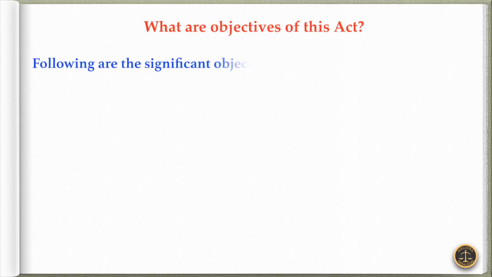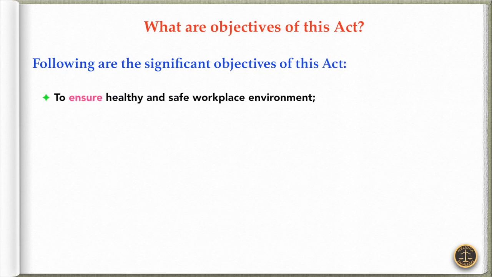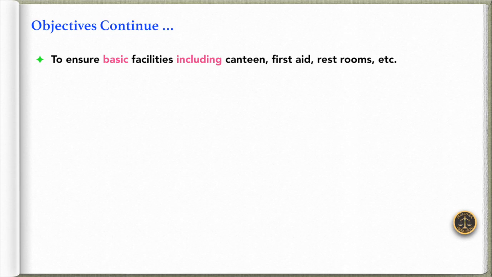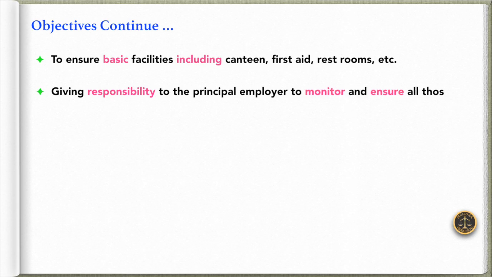Now the question is, what are the objectives of this Act? Following are the significant objectives of this Act: to ensure a healthy and safe workplace environment, to provide healthy working conditions, to ensure full payment of wages, timely payment of wages. Next, to ensure basic facilities including canteen, first aid, restrooms, etc. Giving responsibility to the principal employer to monitor and ensure all those facilities discussed above.